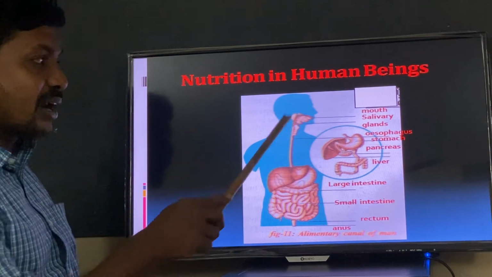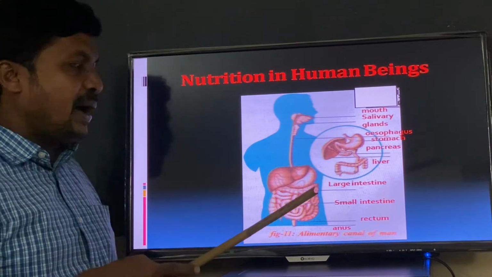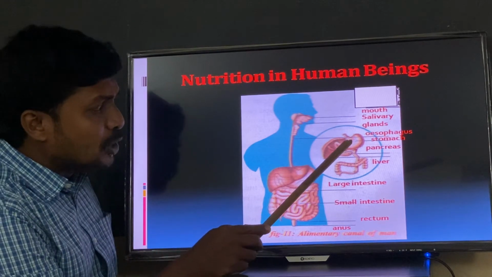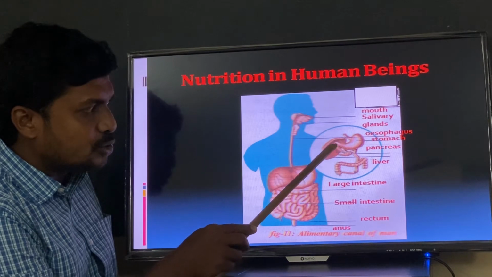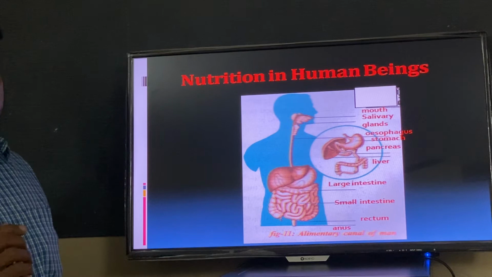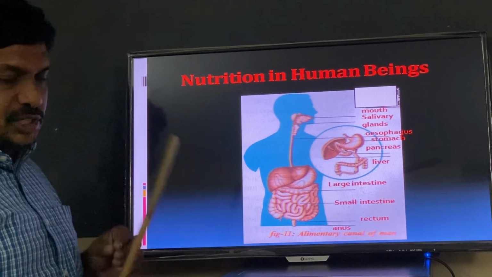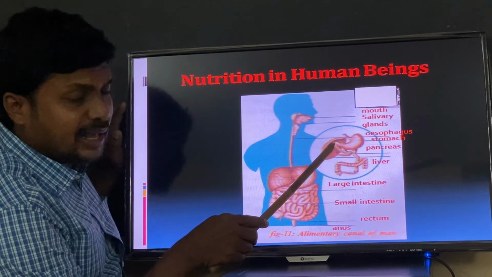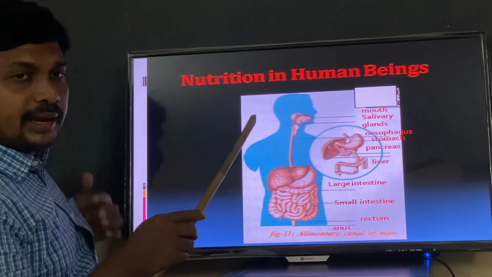After completion of digestion in the stomach, food enters the next part, known as the small intestine. Here, if you look at the end of the stomach, we can find a U-shaped structure known as the duodenum. What is that? Duodenum. Here we can find two connections, one from the liver, another from the pancreas.